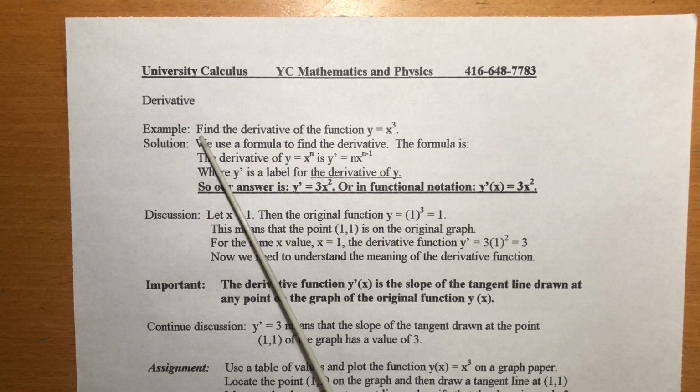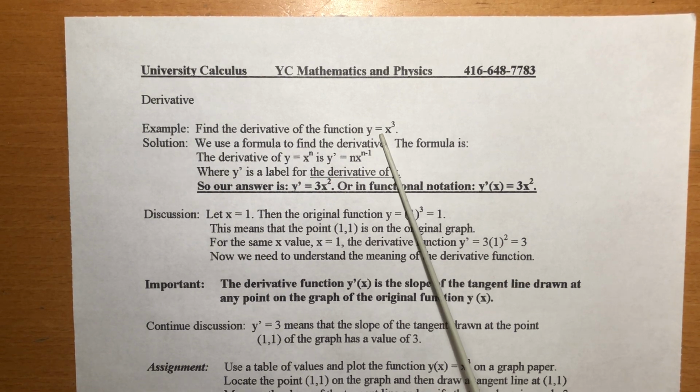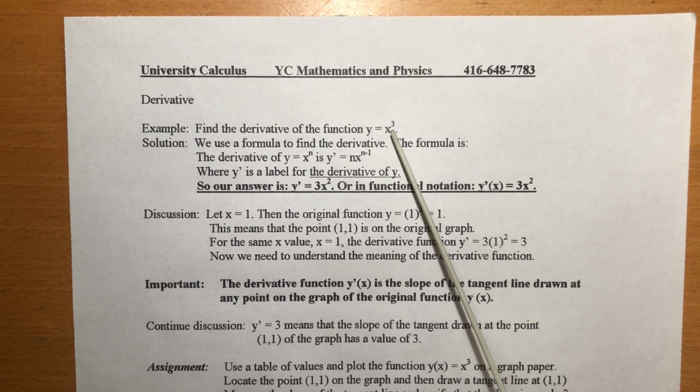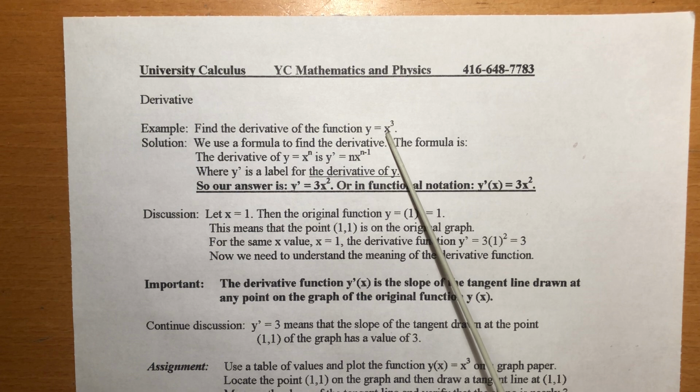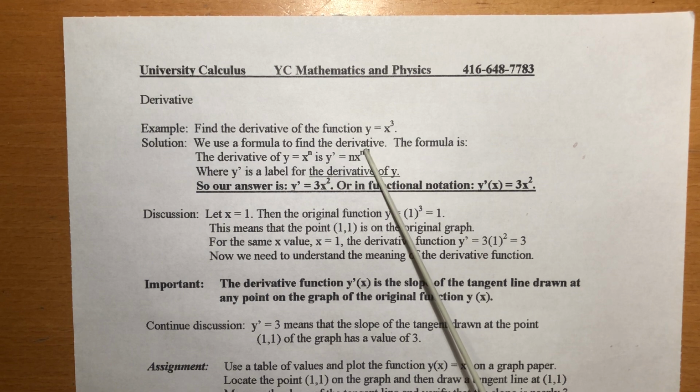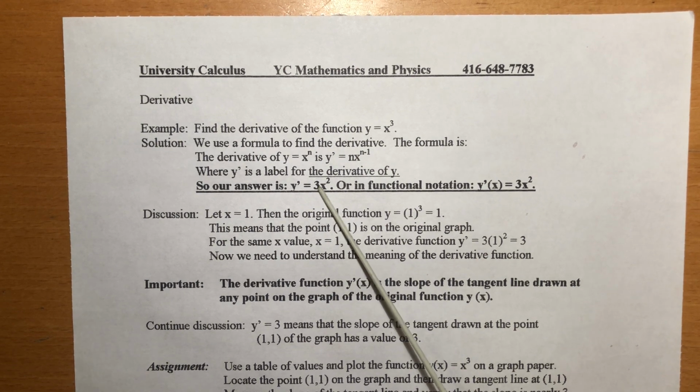So what is our answer to this example? What is the derivative of the function? Use this formula. You see the exponent n goes to the front. The 3 goes to the front. We keep the variable x, and the exponent 3 is reduced by 1, so the exponent becomes 2. So the derivative is 3x squared.